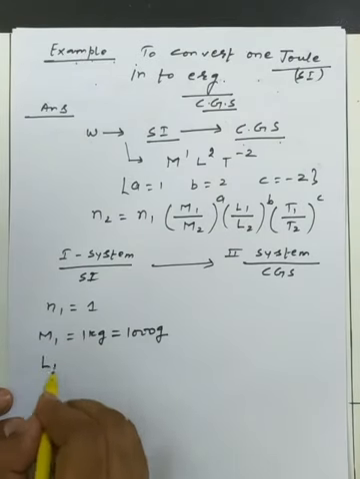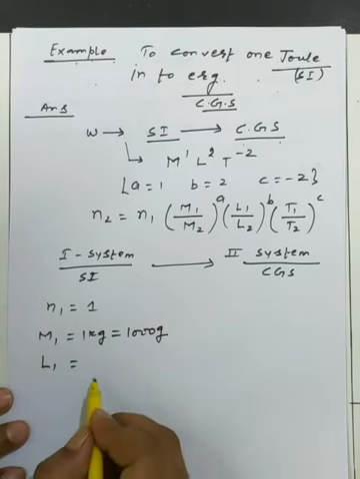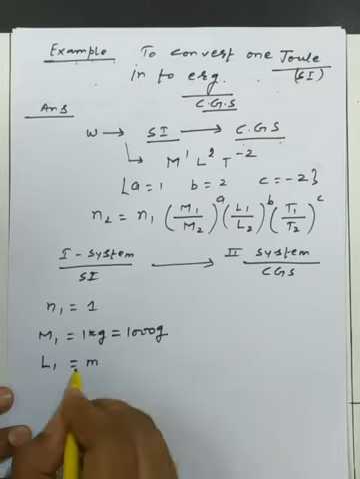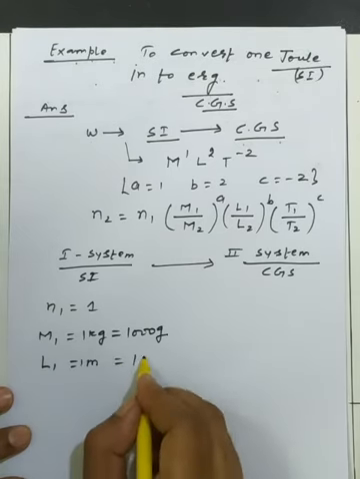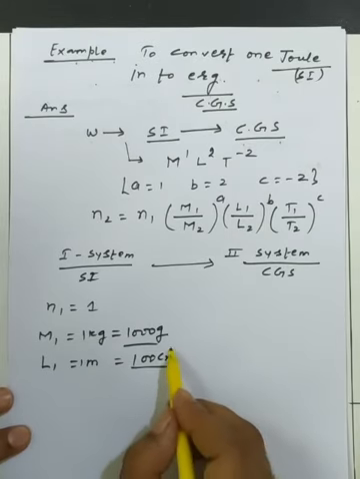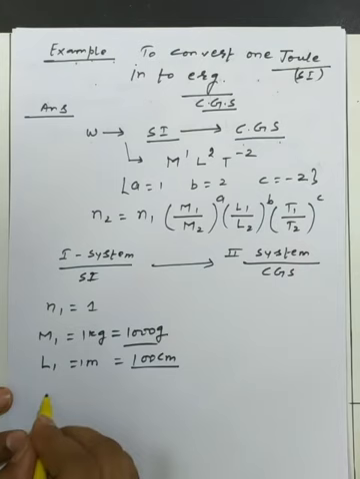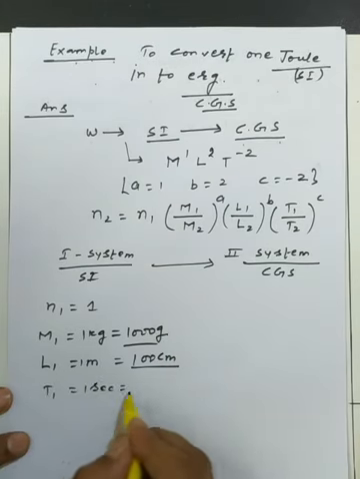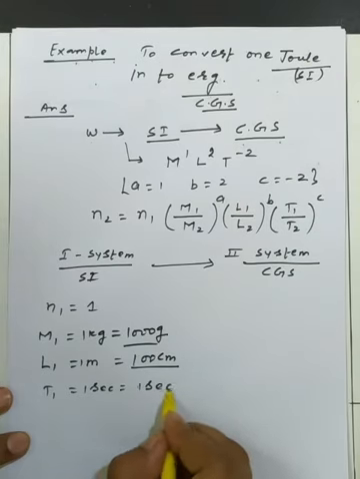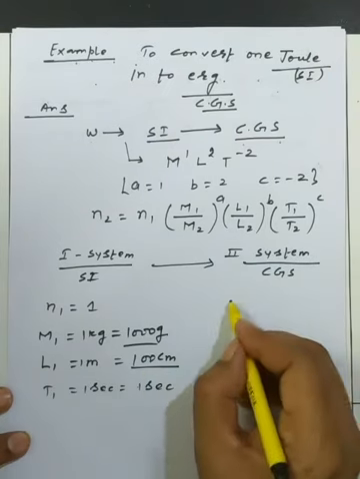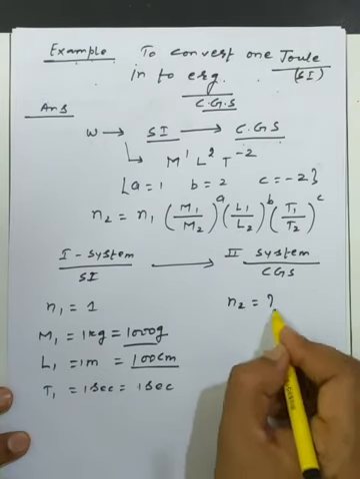Now the second one is the length, L1, which is in the unit of 1 meter, and 1 meter comprises 100 centimeter. Why are we writing gram and centimeter? Because these are CGS system units. Now T1, it is a universal quantity, so 1 second remains 1 second. So these are the conversions of the SI system into the CGS system in which we want to calculate the quantity. Now N2 is the one we want to find out.